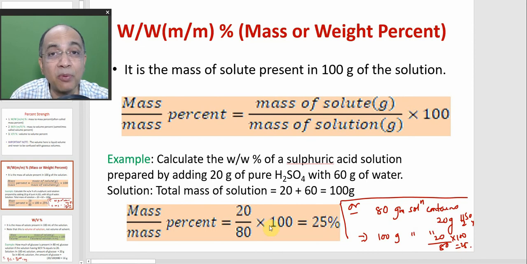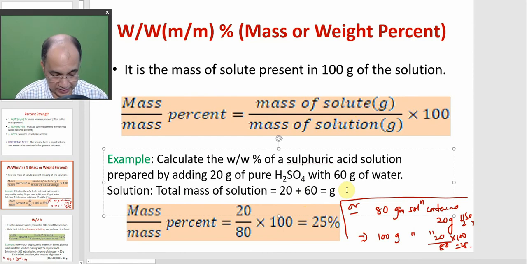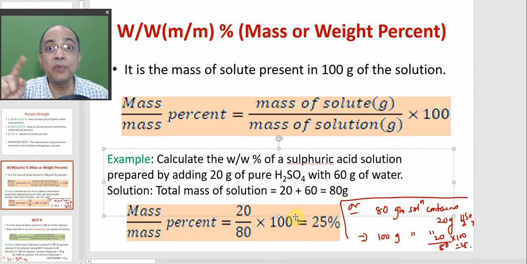Or you can directly apply the formula. Mass by mass percent is equal to mass of the solute in gram, 20, divided by mass of the solution, 80. I'm so sorry, this is 80 divided by 100. So that comes to be 25%. So such a solution of sulfuric acid can be branded as 25% W by W.